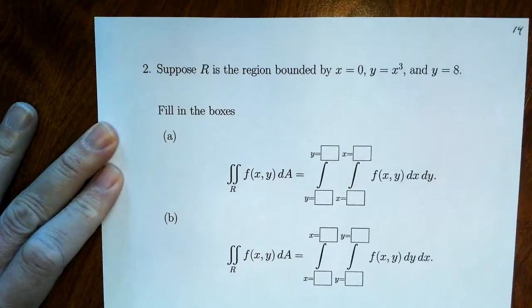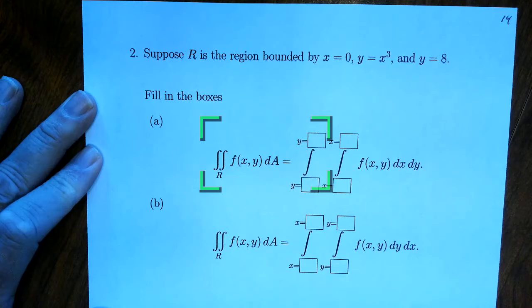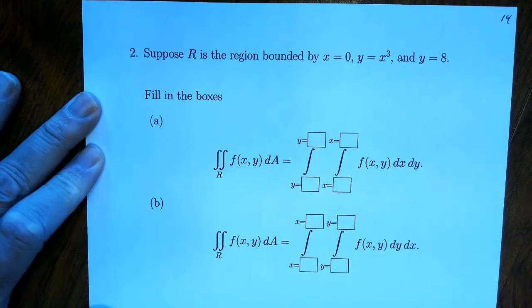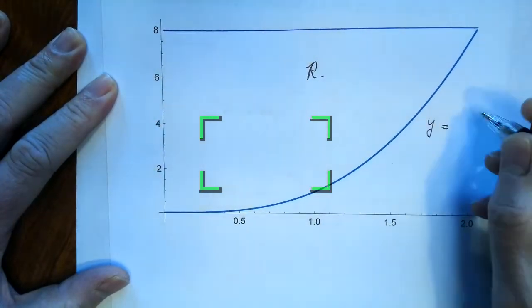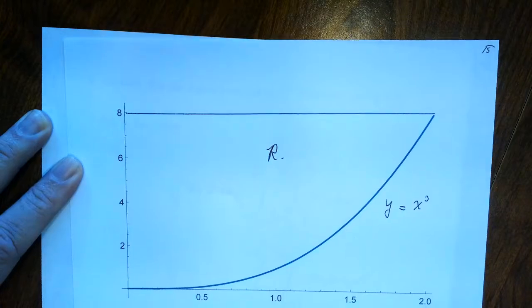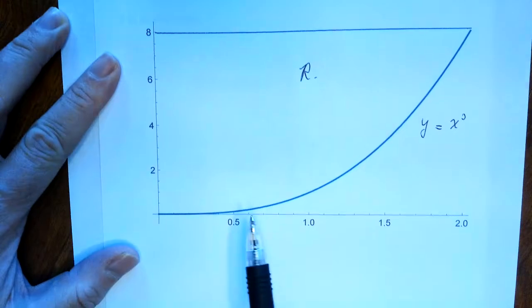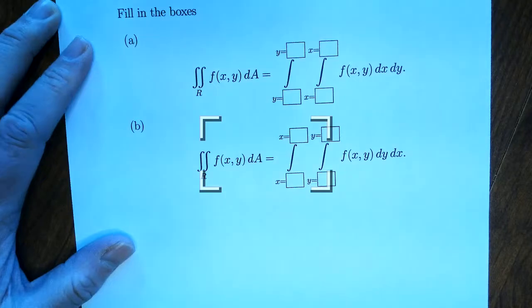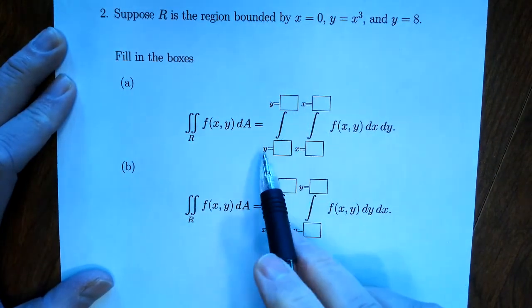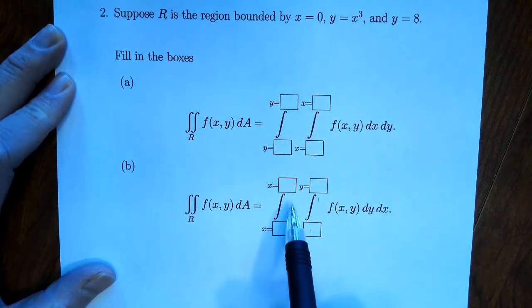Secondly, suppose that R is the region bounded by x equals 0, y equals x to the third, and y equals 8. That's going to look something like this. So this is y equals x to the third. We want the region bounded by that curve, y equals 8, and x equals 0. See if you can fill in the endpoints. You're not computing an integral of any sorts. I would just like for you to fill in the endpoints correctly.